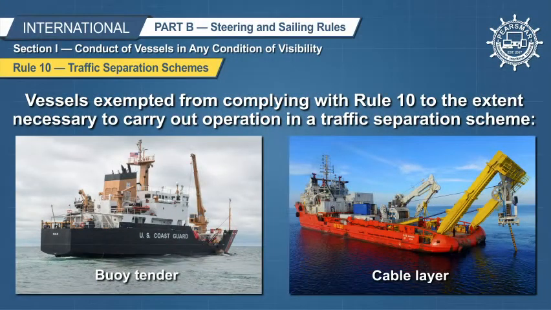Only 2 types of vessels are explicitly exempted from complying with Rule 10 to the extent necessary to carry out their work: buoy tender, vessel servicing navigation aids, essential for safe navigation, and cable layer, vessel laying, servicing, or picking up submarine cables. These cables are crucial for commercial communication.